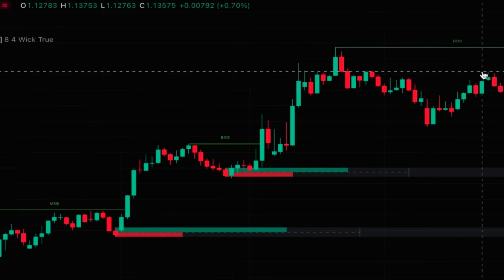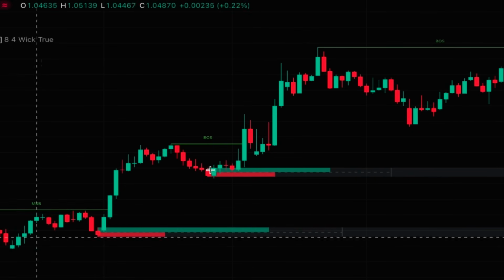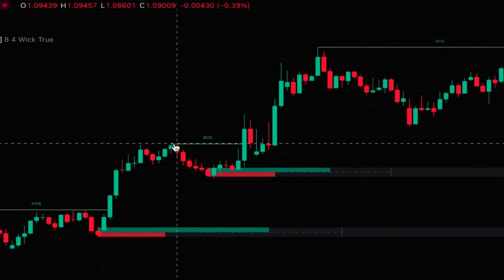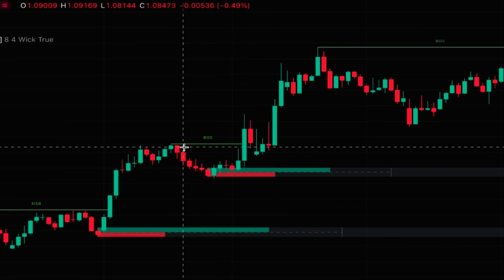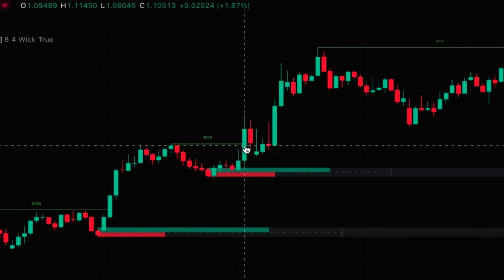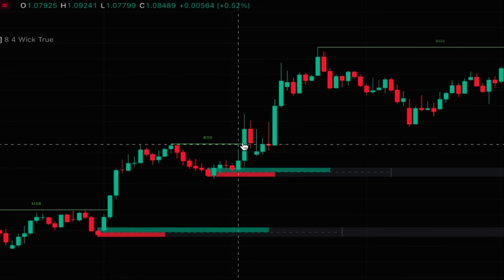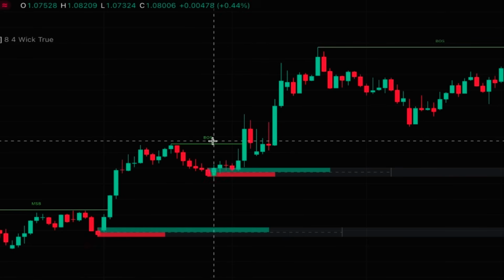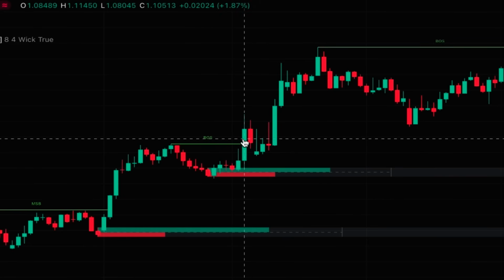In an uptrend, the price makes higher highs and higher lows. When the price makes a higher high and goes for a pullback, this high can act as a potential resistance level. And when this level is broken and we get a candle closed above this level, we get a BOS signal, which is break of structure, telling us that the price is probably going to advance more.